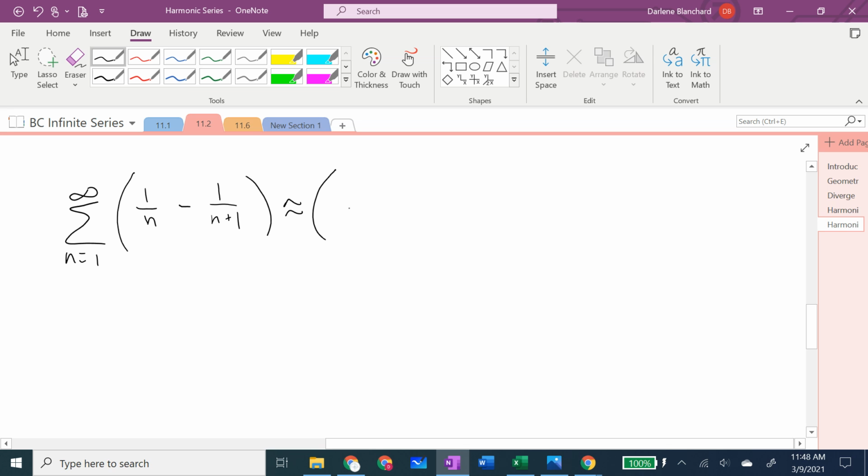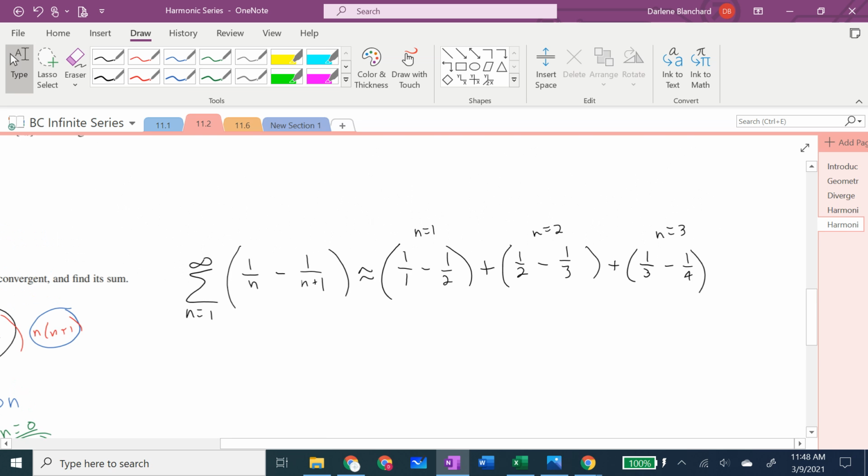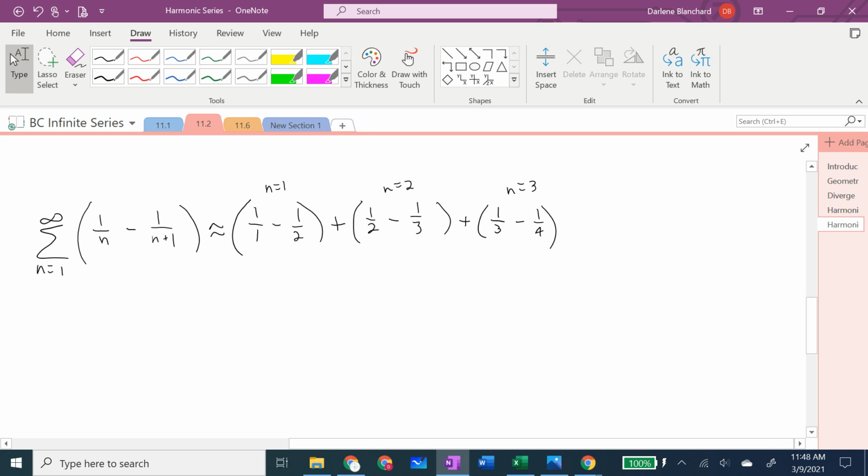Plug in n equals 1. And then next we're going to plug in n equals 2. Plugging in 2, I get 1/2 minus 1/3. Plug in n equals 3: 1/3 minus 1/4. And I can keep doing that. Does anyone see the lovely pattern that's starting here?